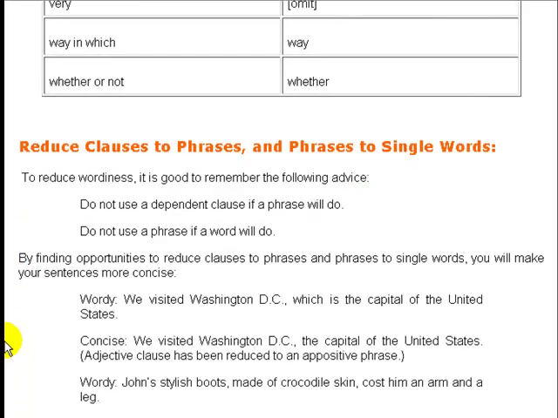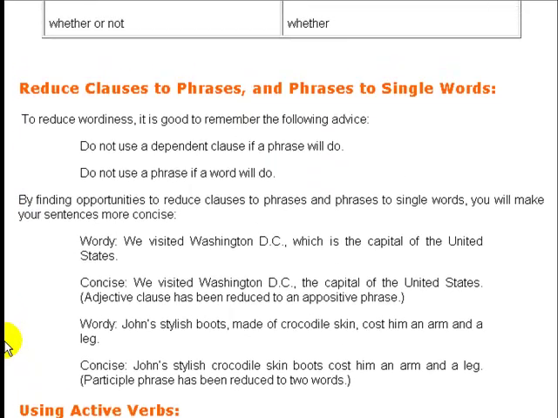Okay, let me give you an example here. How about, wow, this is a tough one, but we visited Washington, D.C., which is the capital of the United States. How about we visited Washington, D.C., the capital of the United States?